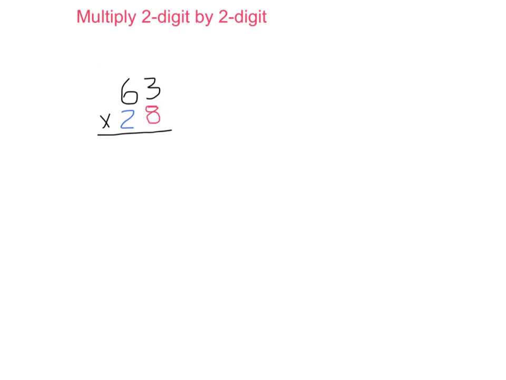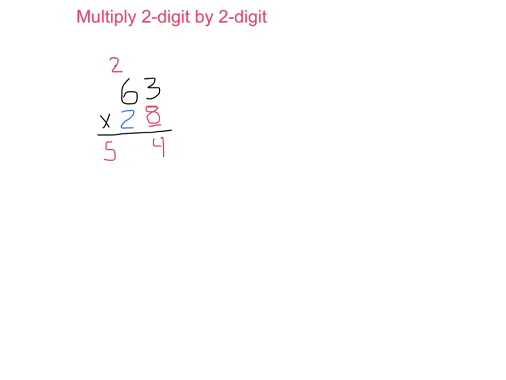To multiply a two-digit by a two-digit when there's no zeros in the ends of either number, there's not really a shortcut. So we start first by multiplying everything in the 63 by the 8 ones. So 3 times 8 is 24. I write down the 4 in the ones, but I carry my 2. Then I take 6 times the 8 ones, which is 48 tens, or ones, plus the other 2 to get my 50.